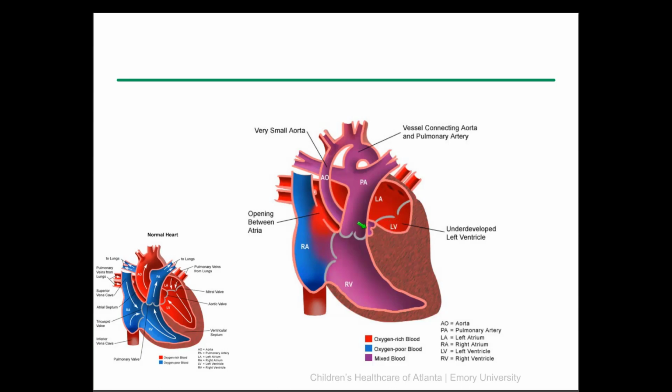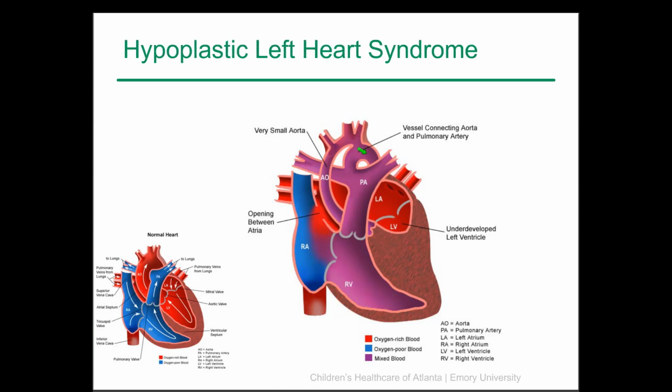Some of this blood might get through a very, very small aorta up front, but a lot of the blood distally is going again across this PDA, across the pulmonary arteries, through the PDA, out the aorta. So this is a case of hypoplastic left heart syndrome. So let's review some of the key features of hypoplastic left heart syndrome.